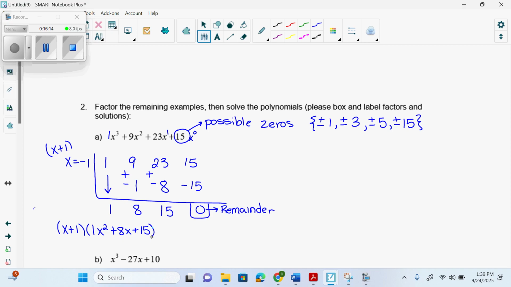Can I factor that? Oh, maybe, yes. I can. I can't always. This one I can, though. I'm going to get x plus 1, which is my factor from the very get-go. And then what multiplies to give me 15 and adds to give me 8? x plus 3 and x plus 5. So on your calculator, you would have had x-intercepts at negative 1, negative 3, negative 5. So these are the factors.